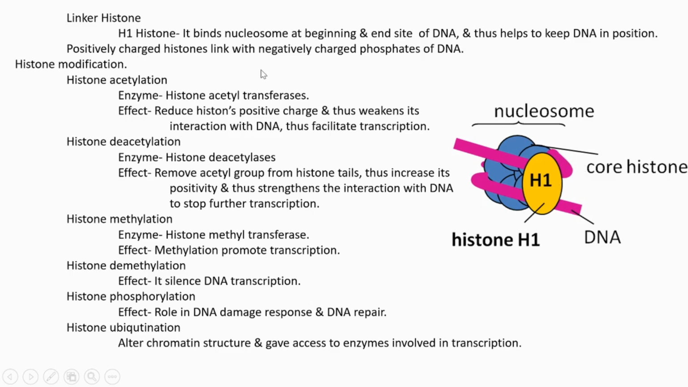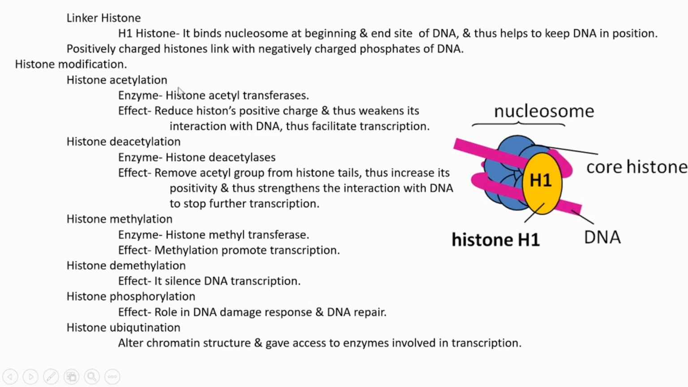And we already know that histones are positively charged. As they are positively charged, they can very easily link with the negatively charged phosphates of DNA. Negatively charged phosphates are seen in the backbone of DNA. Okay. Then we are going to understand some modifications that happen to histones, and what is the significance of those modifications.